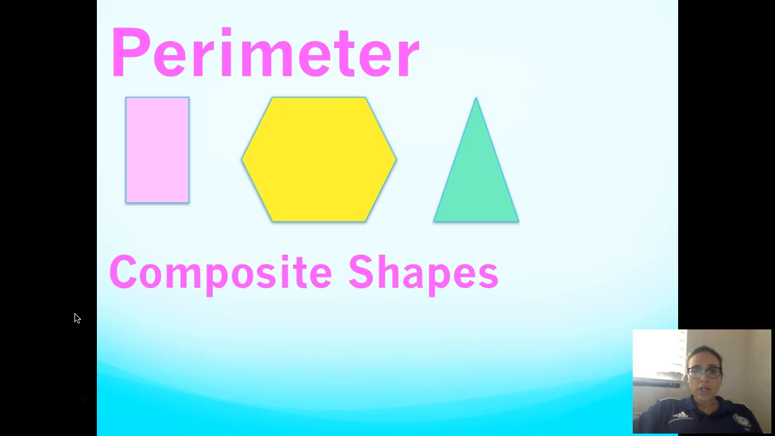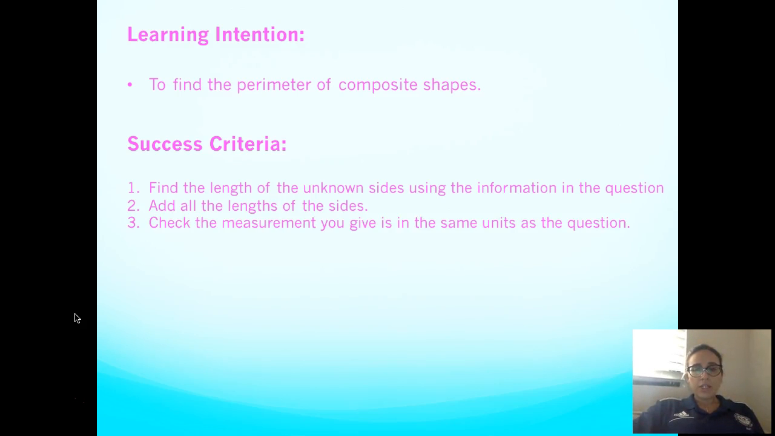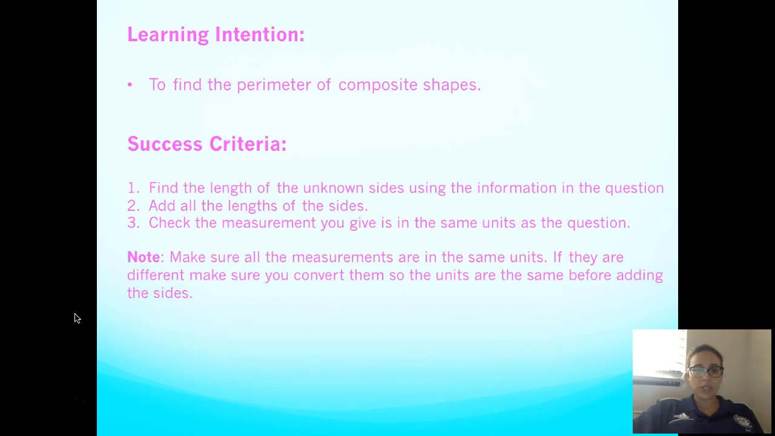Today we're going to learn to find the perimeter of composite shapes. The learning intention: you're learning to find the perimeter of composite shapes. To be successful, you need to find the length of the unknown sides using the information in the question. You need to then add all the lengths of the sides. Then you need to check that the measurement you give is in the same unit as the question.